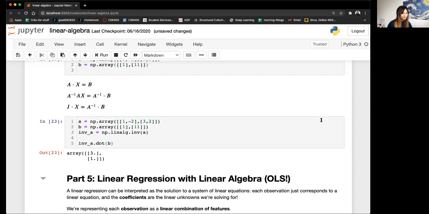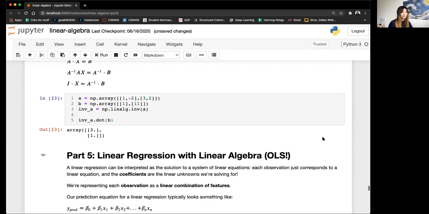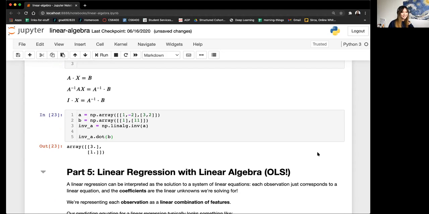Now, next we're going to get into how this connects with our OLS. Any questions at this point? Cool. All right, so let's talk about how this relates to our OLS and how we can think about the data frames that we have as vectors or matrices.